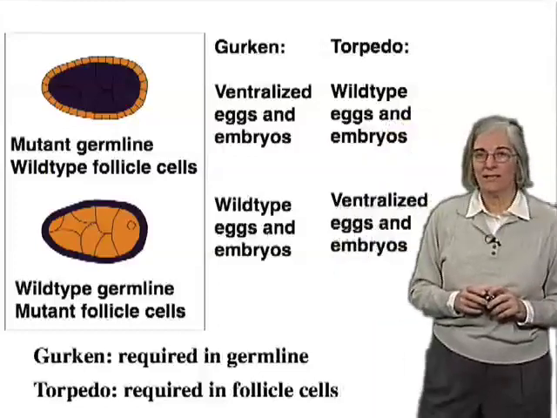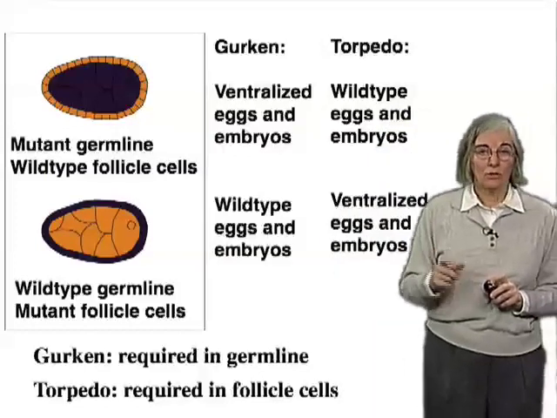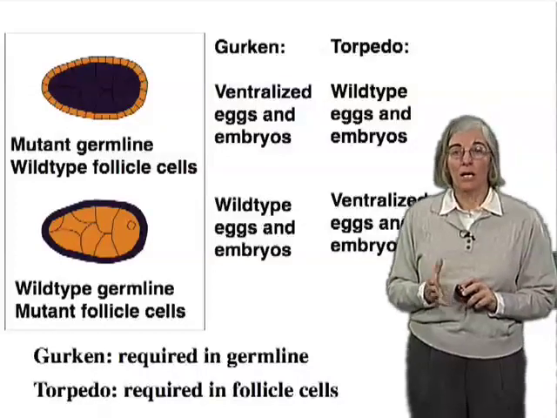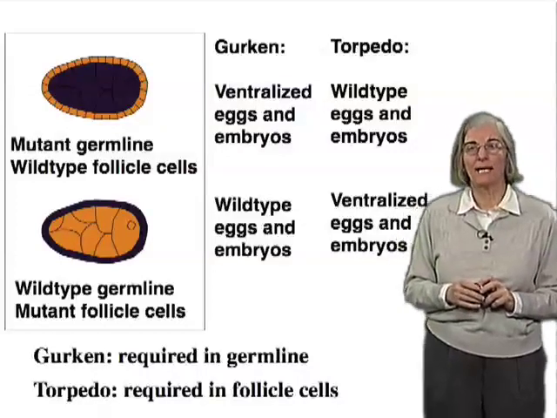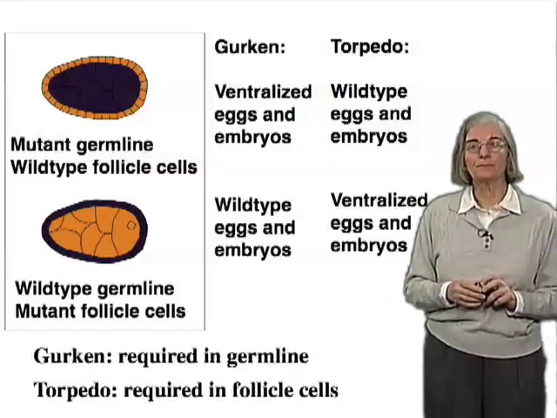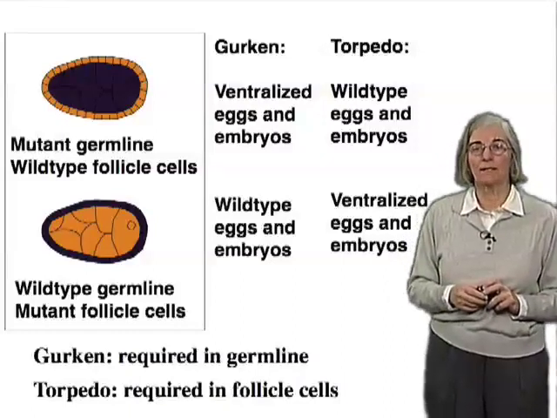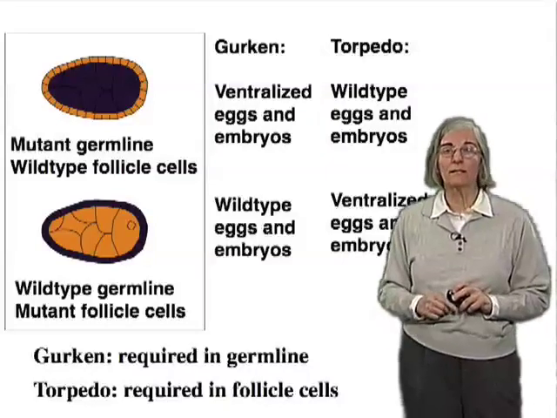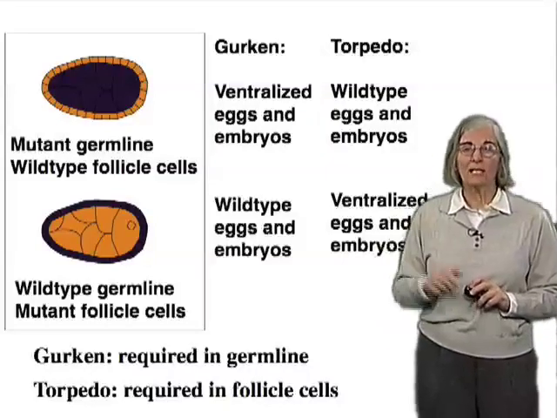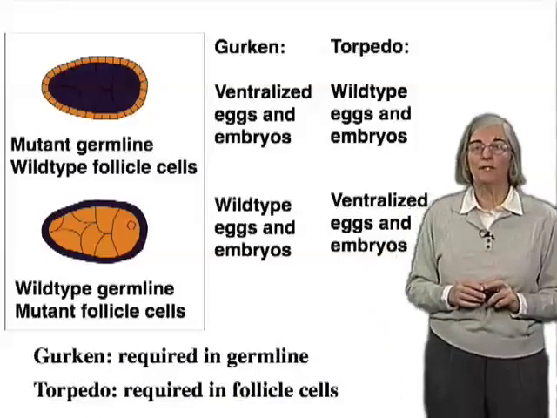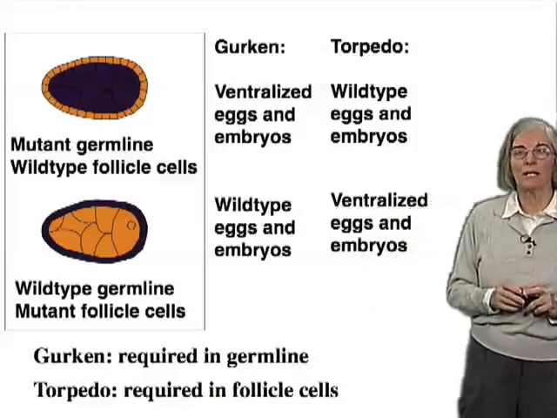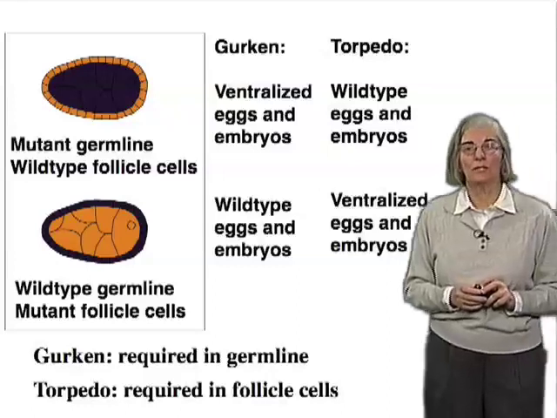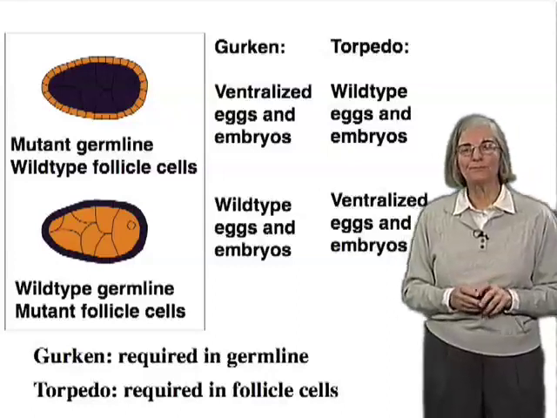Now, very interestingly, when we did the converse or the same experiment with the other gene that also produced ventralized eggs and embryos, Torpedo, we found the opposite result. Here, it appears that Torpedo is required in the follicle cells because in the transplants, we only see the ventralized phenotype when the follicle cells are mutant. We don't see it when the germline is mutant.